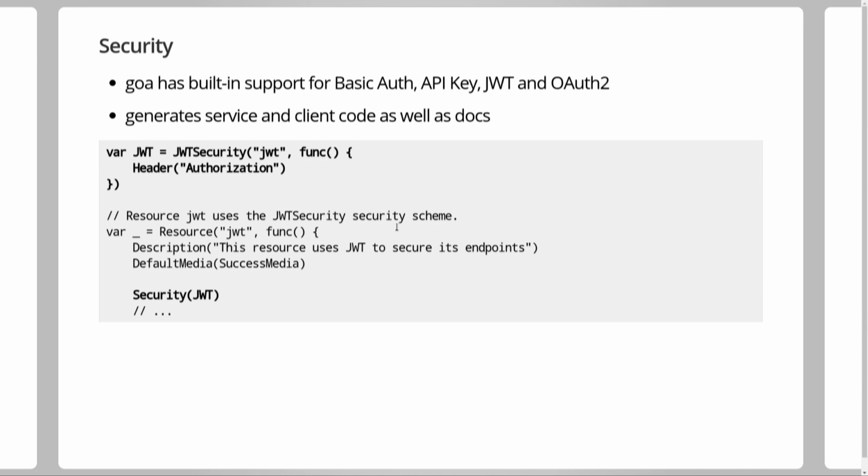So here's a quick example. I can define a JWT security scheme here. I'm going to say that it is specified in the header called authorization. And then in this resource here, I'm referring back to the security scheme, and I'm saying all the actions or the endpoints defined in this resource are secured via this scheme, via the JWT scheme. And just by doing that, you get all the code for you.